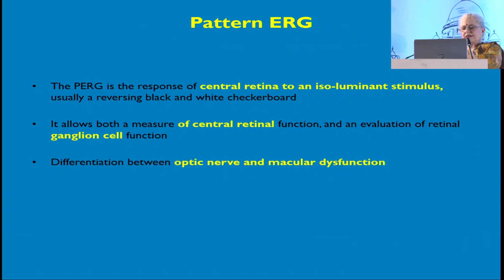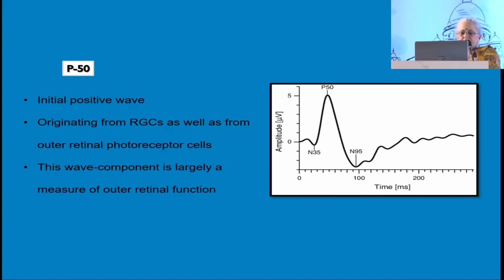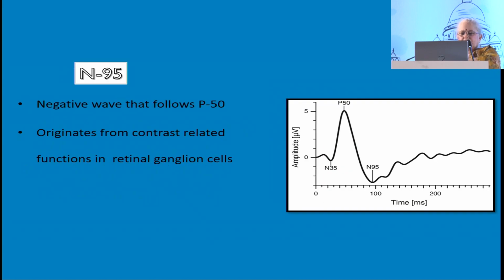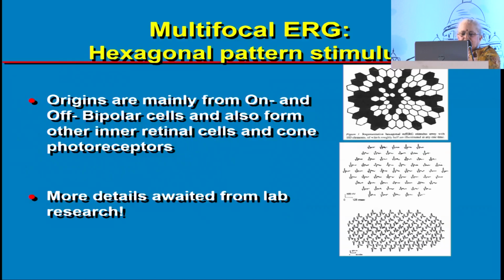Pattern ERG: here the responses will come from the central retina, that is the macular area. We use a pattern because the cone cells in the macula will respond to these changing patterns, and some of this signal also comes from the ganglion cell, which she will tell in more detail. So this is how a pattern ERG will look, from the photoreceptors of the retina and from the ganglion cell, which is the negative wave.